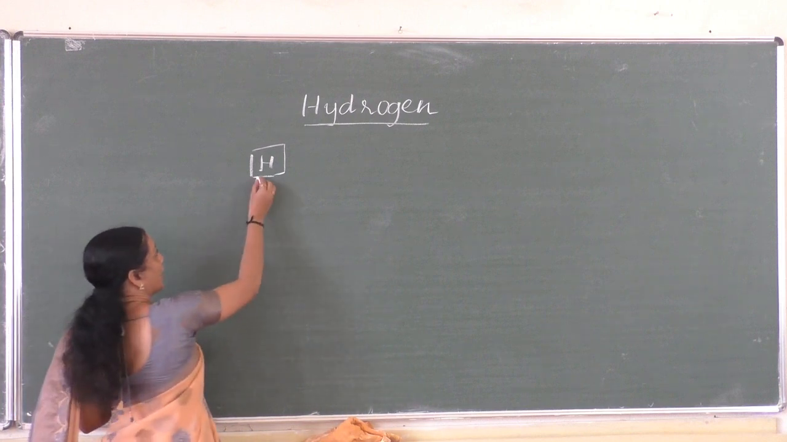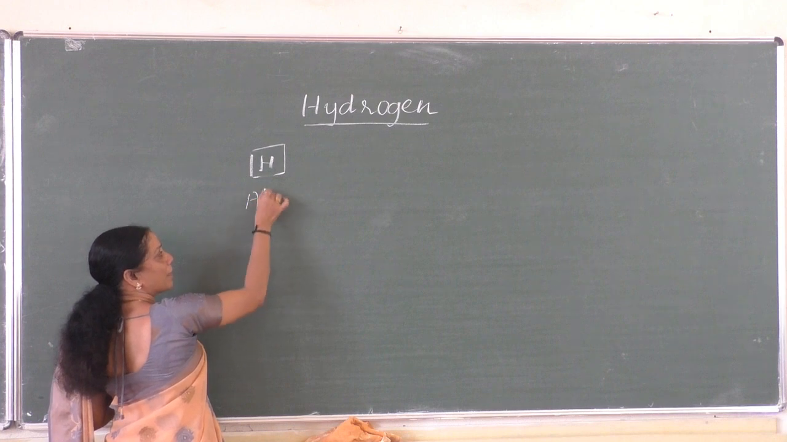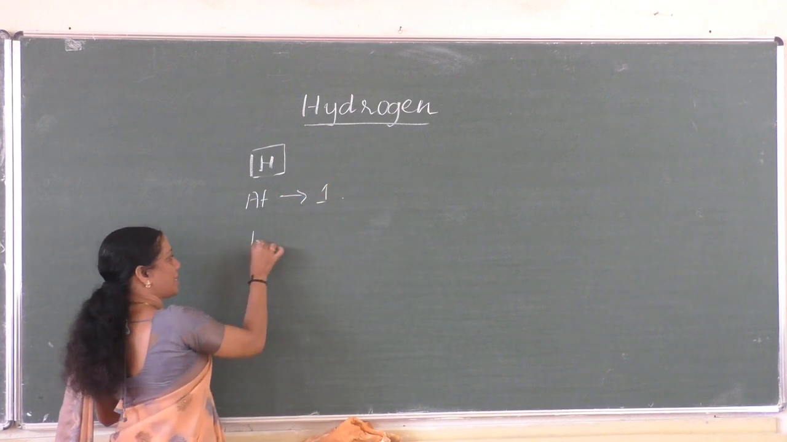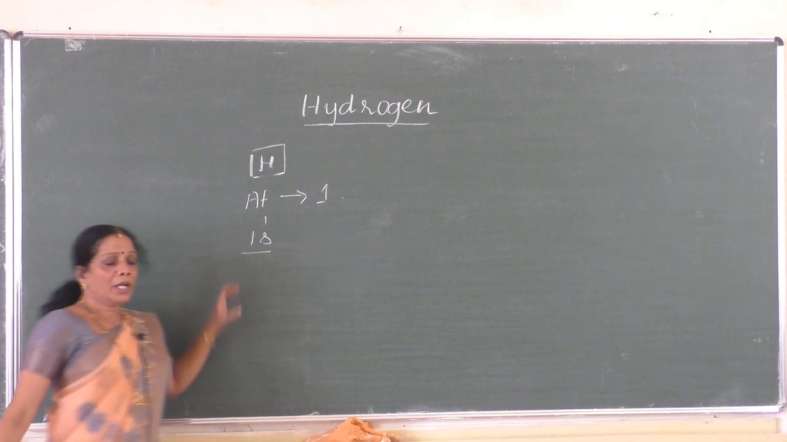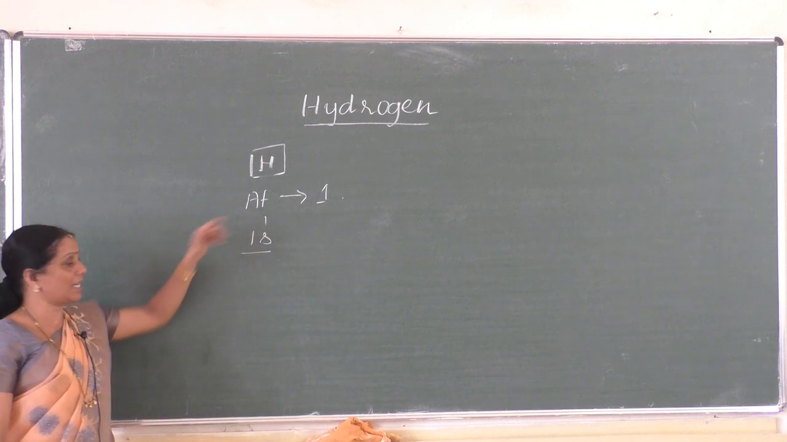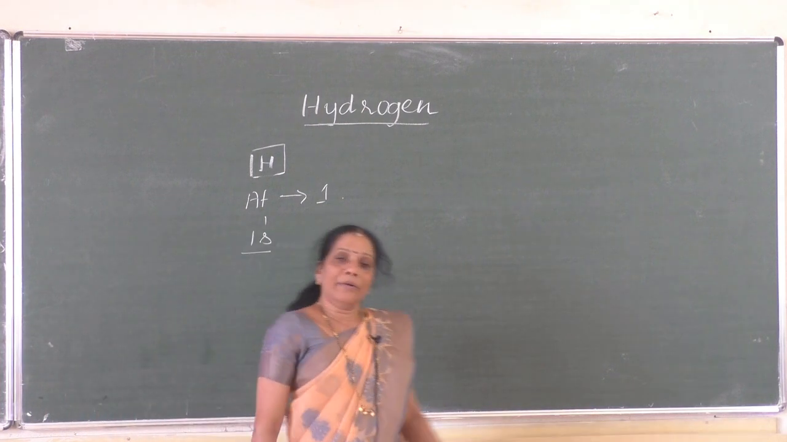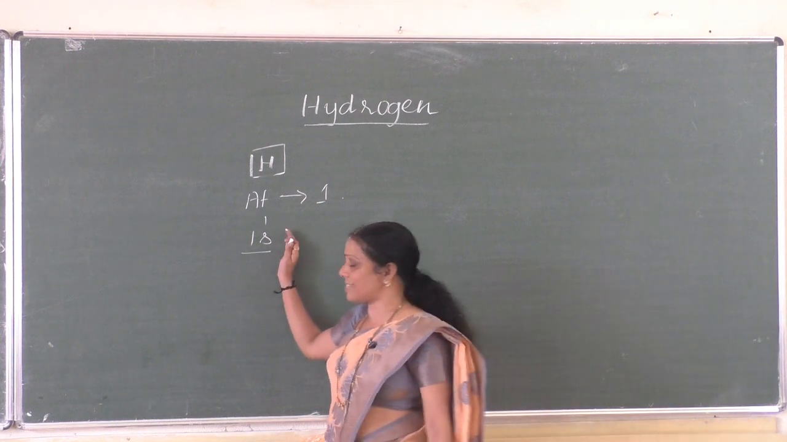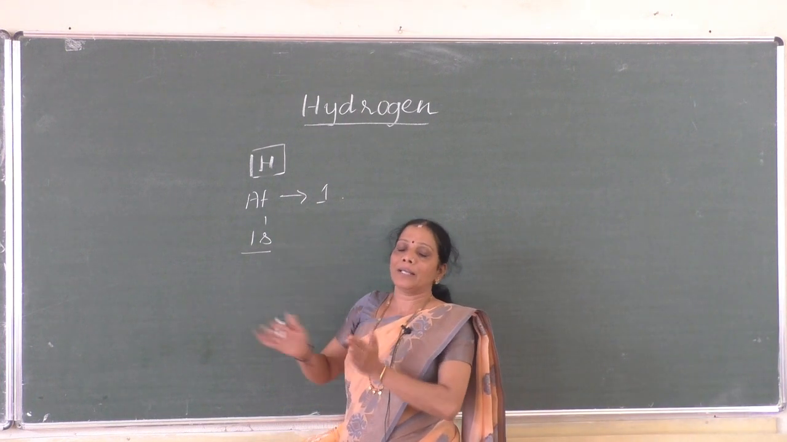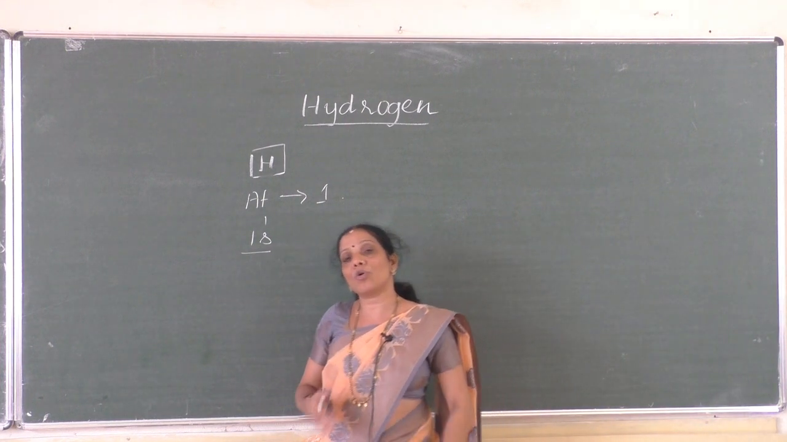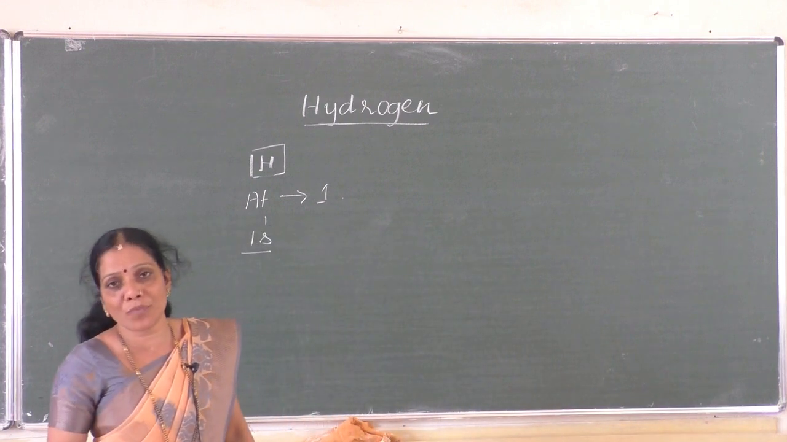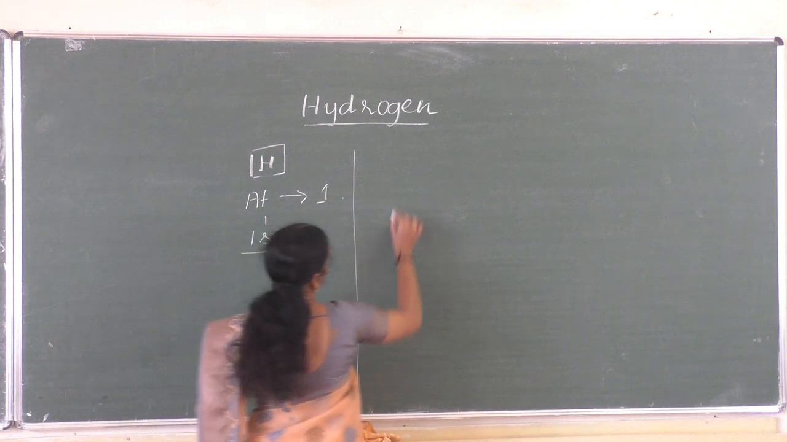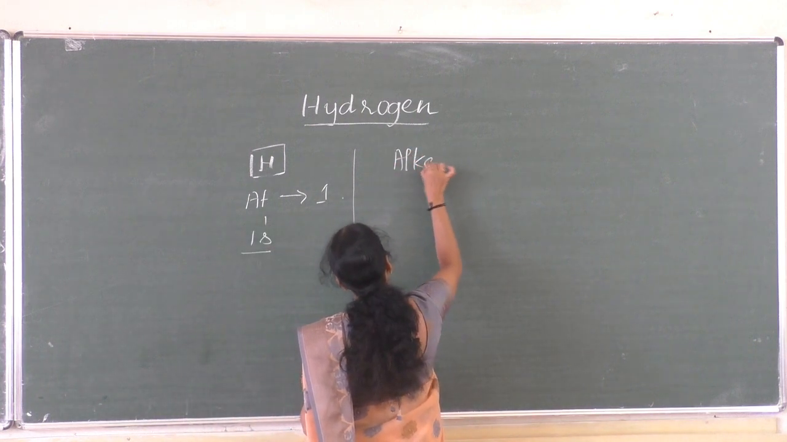Listen here students, we know that the atomic number of hydrogen is 1, and we can write the electronic configuration as 1s1. Now if you observe this electronic configuration, we can find that 1s1 means only one electron is there. In our periodic table there is one group where the elements have the ns1 outer electronic configuration, and we know that those elements are nothing but the first group elements, which are called alkali metals.